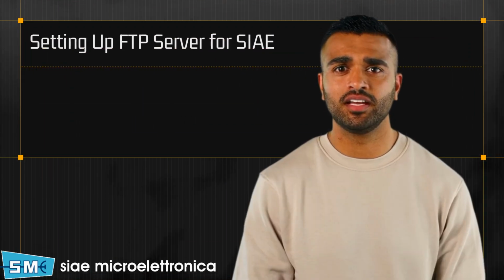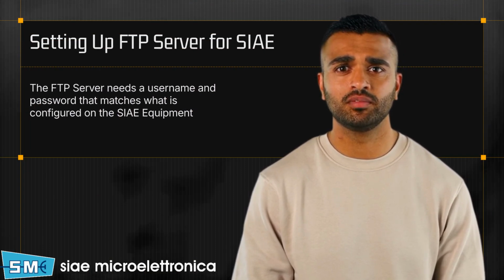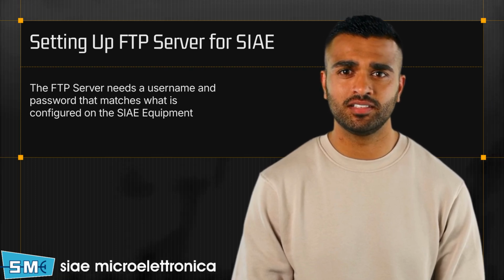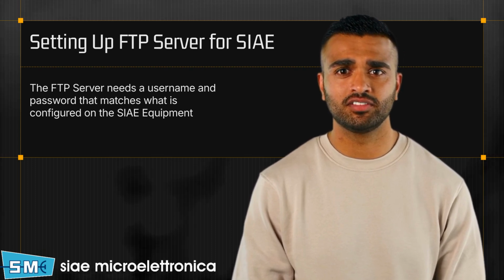To set up an FTP server accessible by CI equipment, start by adding a user and password that matches what is configured on the CI equipment for secure access. This step ensures only authorized exchanges occur. Anonymous connections are not allowed.